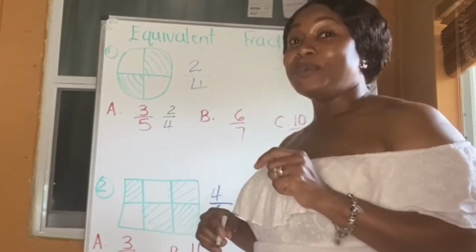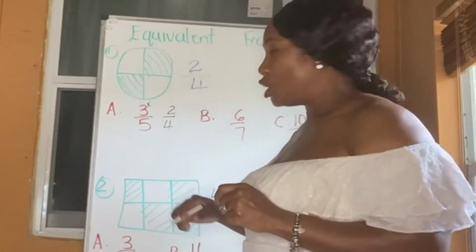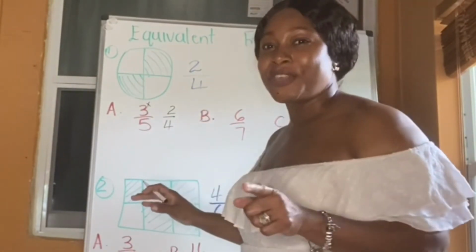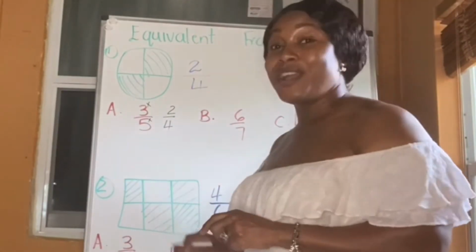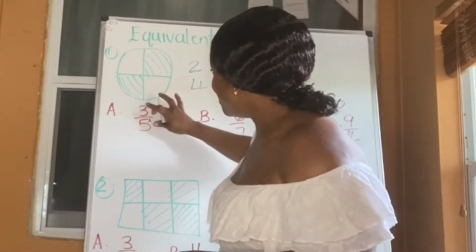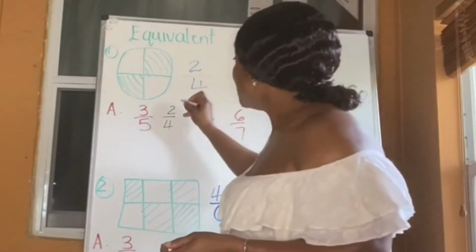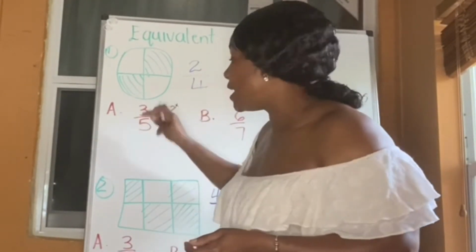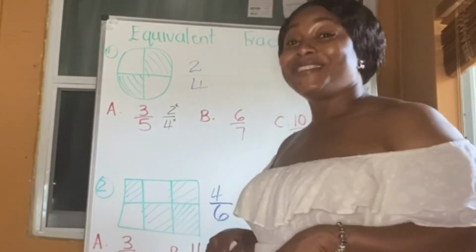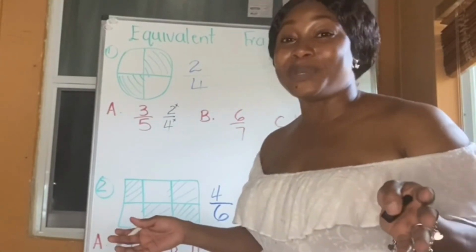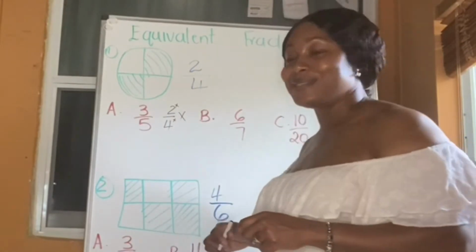Now, I am going to ask myself, what can I multiply by 3 to get 2? Nothing. What can I multiply by 5 to get 4? Nothing. It's probably not equivalent. But I can ask myself also, what can I multiply by 2 to get 3? Nothing. What can I multiply by 4 to get 5? Nothing. So it simply means these are not equivalent.